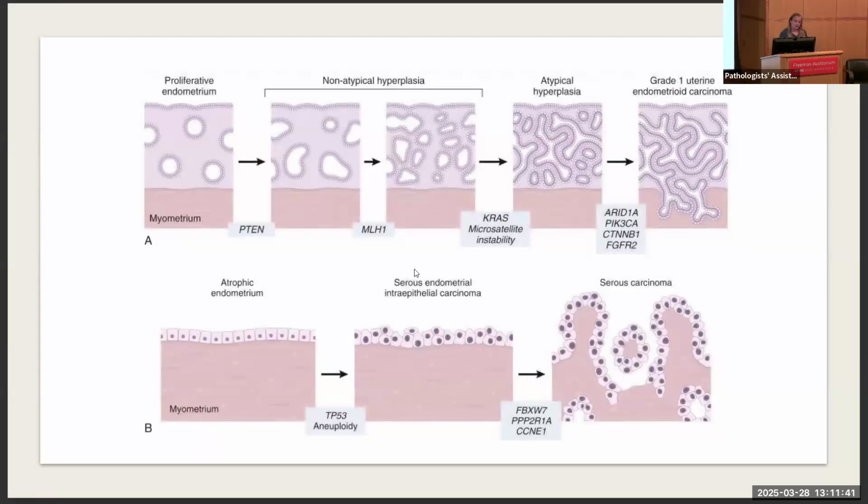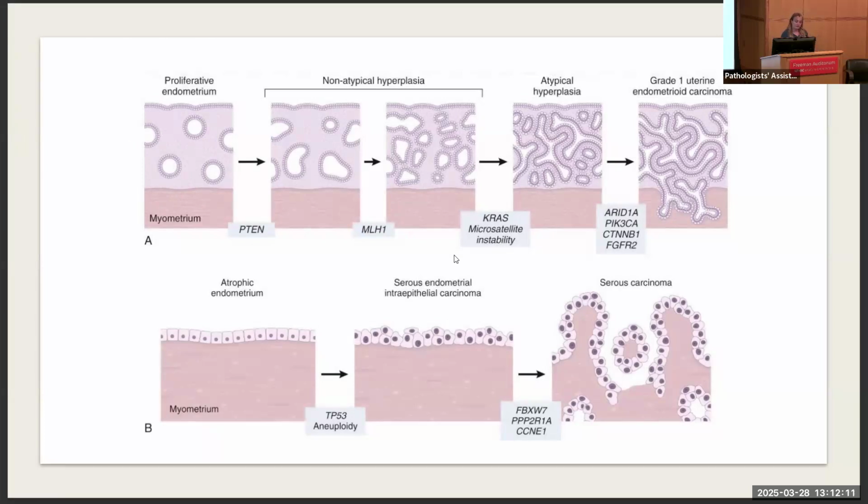So this top row is the progression of a typical type 1 endometrial carcinoma. We begin with a proliferative endometrium. We have a PTEN mutation. We end up with hyperplasia here. And then, after a KRAS mutation and microsatellite instability, which is associated with MLH1, we can have atypical hyperplasia, and then further into that grade 1 endometrial carcinoma.